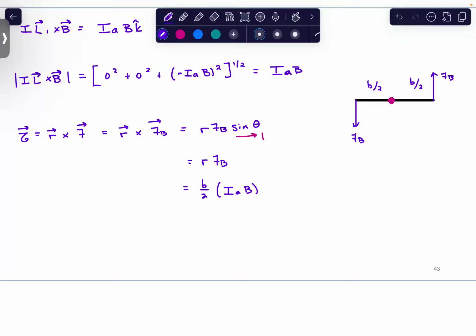Now that's the force on one side. How do we get the total torque of this system?